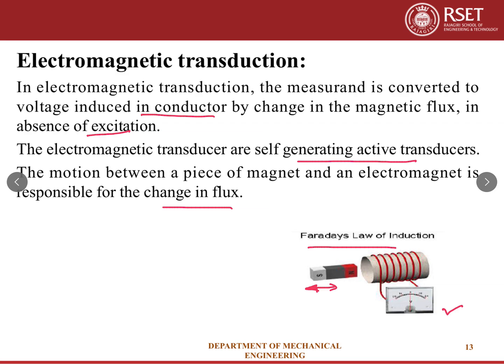Here we have a magnet. The movement of the magnet will vary the flux linked with this coil, and as a result an EMF is generated, and that voltage, the potential difference, is measured with the help of a voltmeter.